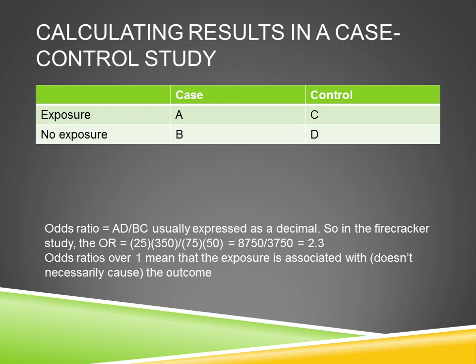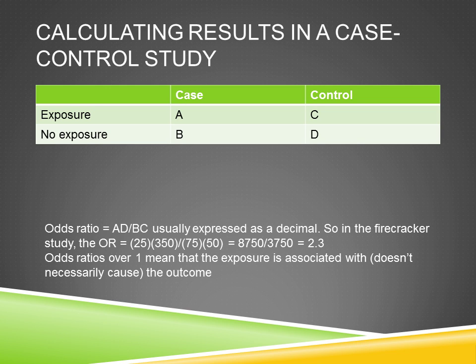Here's how you calculate the results in a case control study. Same table: cases, controls, exposure, no exposure, A, B, C, and D. You use an odds ratio, which is calculated as A times D over B times C. So you just draw an X in the table and you multiply and you're good. Just remember that the A, or the cases exposed, needs to be on the top, in the numerator.